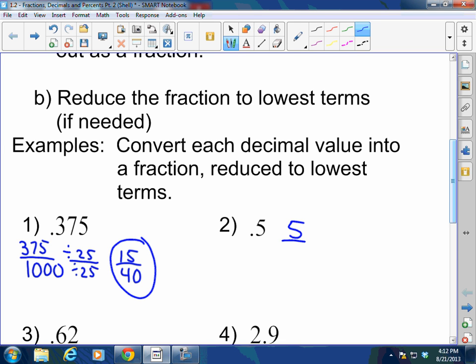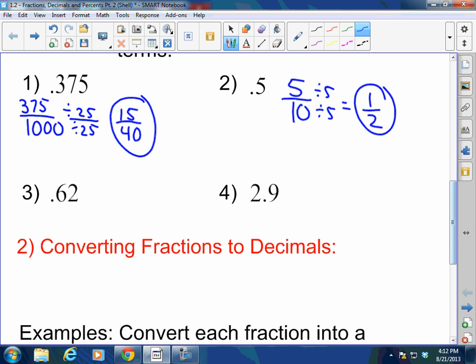0.5, that's 5 tenths. I know you all know it's a half, but why? It's 5 tenths. Then you reduce it, divide 5 into both numerator and denominator, and you get 1/2. 0.62 is read as 62 hundredths. Let's divide both of these by 2 first. So that's going to be 31/50, and I cannot go any further. That is reduced to lowest terms.